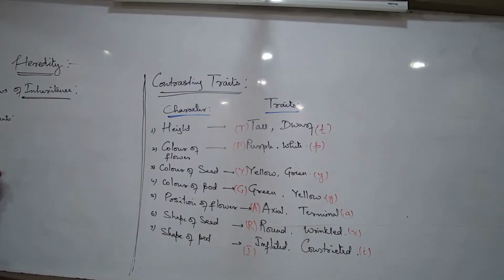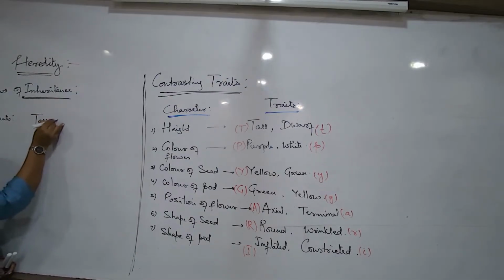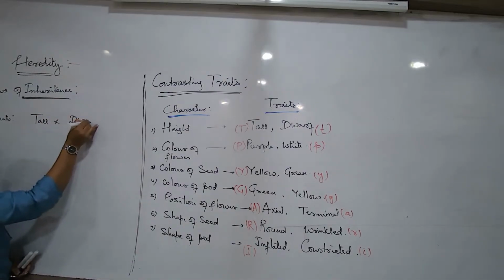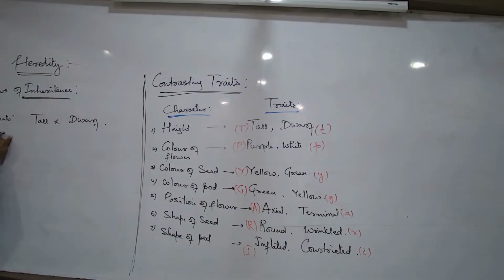Now, he took certain plants. What was the basic experiment that Mendel had done? He took some tall plants and crossed them with dwarf. In the first generation, he found all plants tall. So initially, when he was in the starting months of his work, he felt maybe there were some mistakes, so he repeated them again.